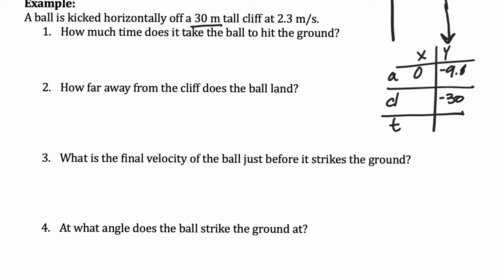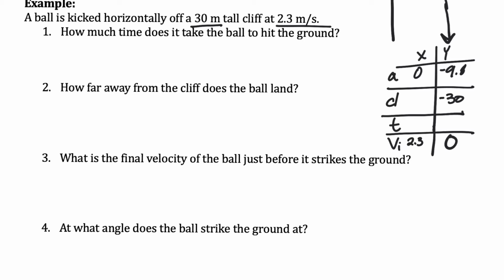Then for time, we don't know that, we want to solve for it. And initial velocity, we know it's kicked horizontally at 2.3 meters per second, and that means all of that velocity is in that horizontal direction and there's no initial vertical velocity. So that's what we know so far. So now we can go back to number 1 and solve for time.